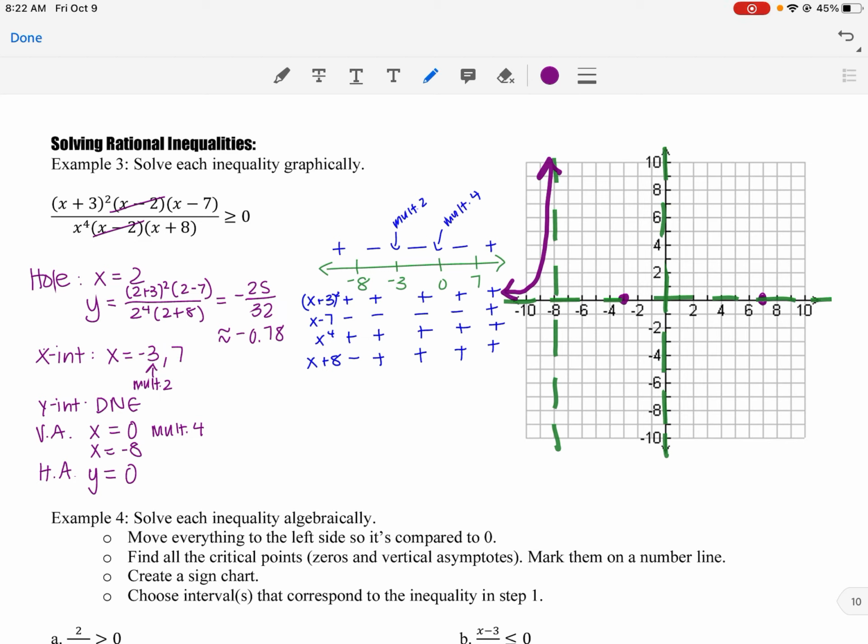The next interval is negative and stays negative, so it's going to come up, but it's going to bounce off that point and come back down. Okay, the next one starts negative, but ends positive, so it's going to come up and then down to the asymptote.